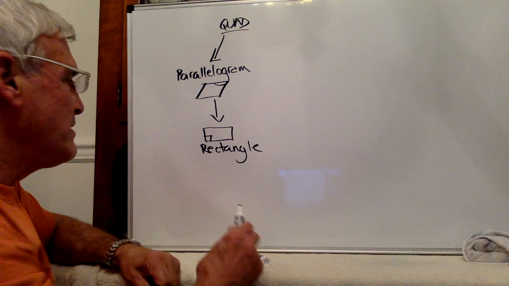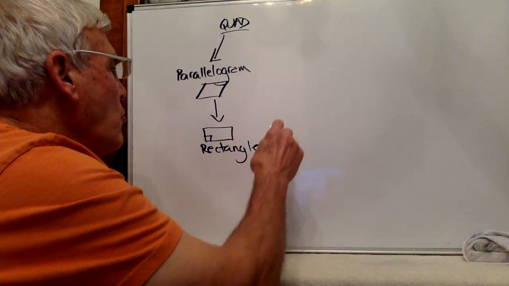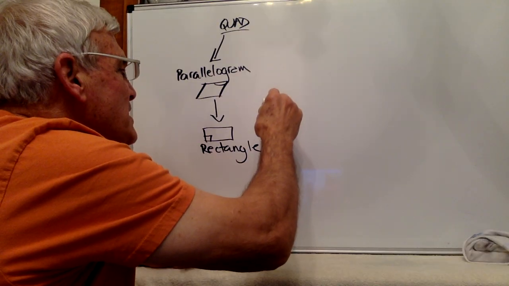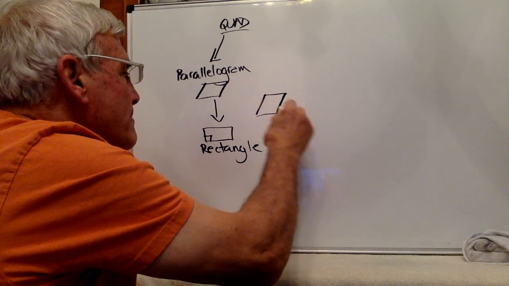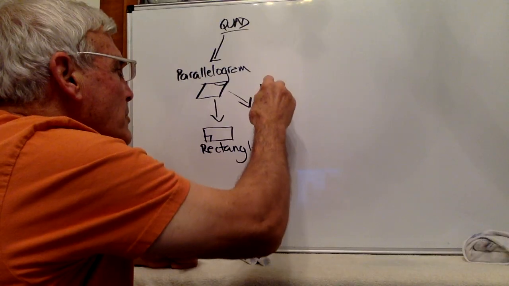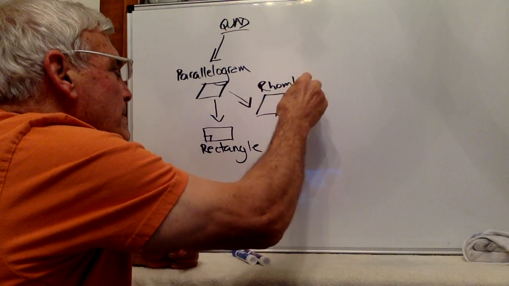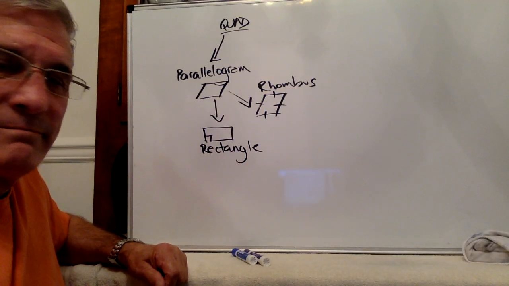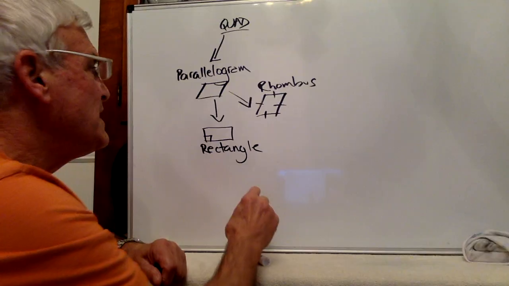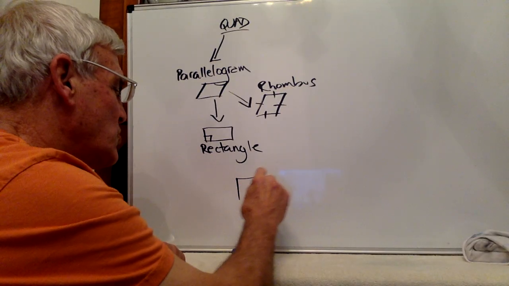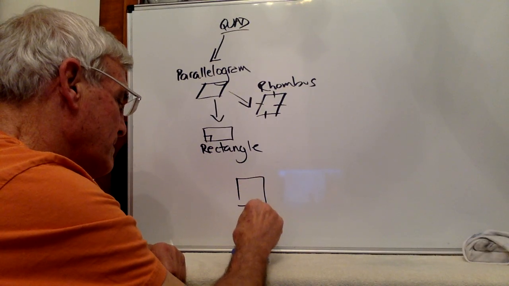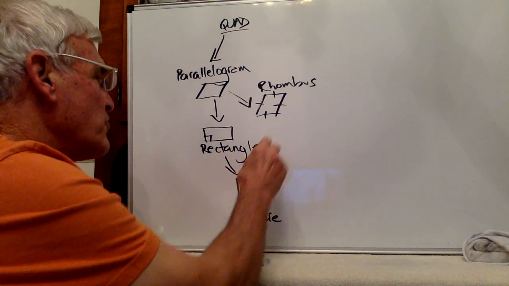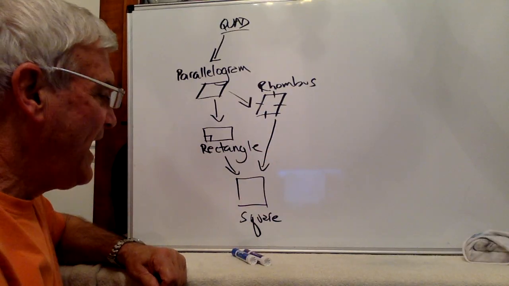We also talked about a rhombus. A rhombus is a parallelogram with all four sides congruent. And then we talked about a square. A square is both a rectangle and a rhombus.